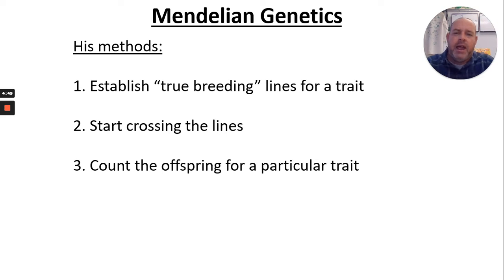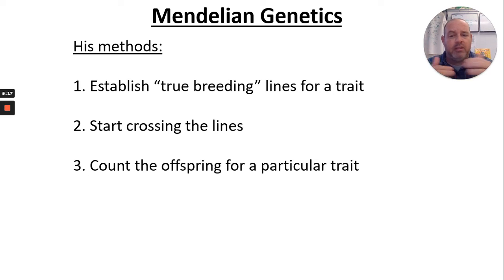So Mendel's method was to establish a true breeding line for a trait. And a true breeding line is a line of traits where you know what you're going to get. So for him, he would have all purple flowers and all white flowers, where if you cross purple and purple, you'd always get purple. And if you cross white with white, you'd always get white. There were no heterozygous ones in there, right? These were true breeding homozygous dominant or homozygous recessive. So he started with those and had true breeding lines.